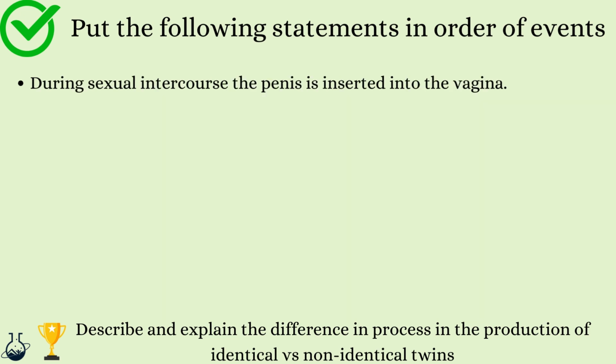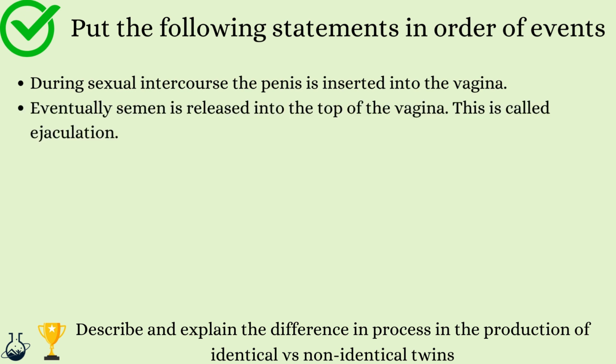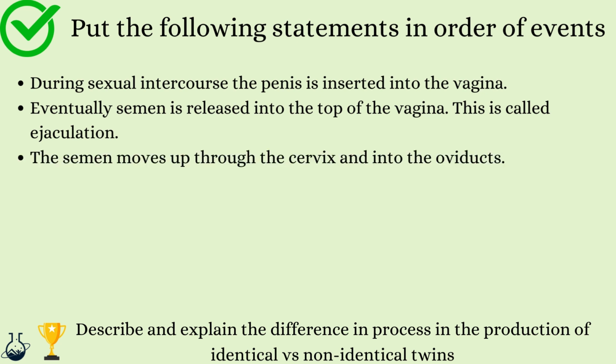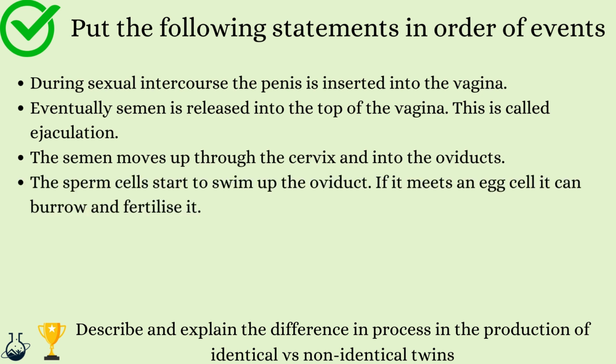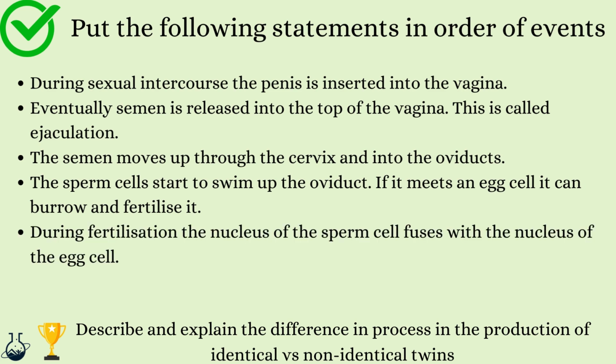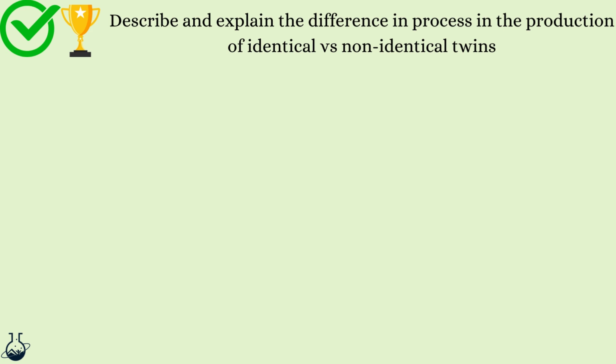So firstly, during sexual intercourse, the penis is inserted into the vagina. Eventually, semen is released into the top of the vagina, and this is called ejaculation. The semen then moves up through the cervix and into the oviducts, where the sperm cells swim up the oviduct, and if it meets an egg, it can burrow and fertilise it. During fertilisation, the nucleus of the sperm fuses with the nucleus of the egg cell. Well done if you got some or all of these correct.